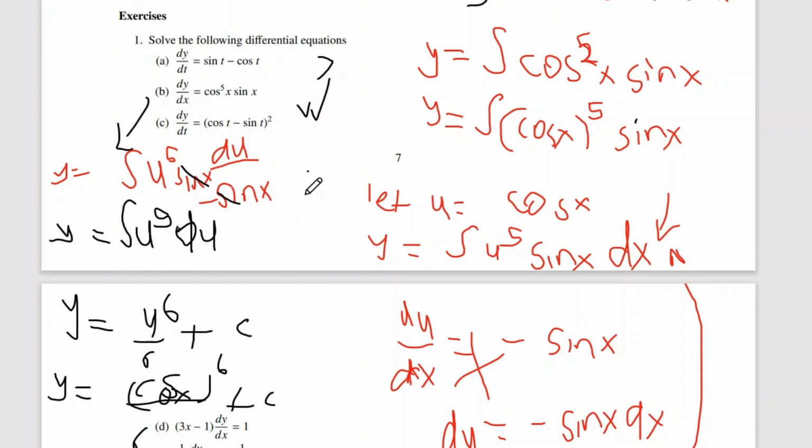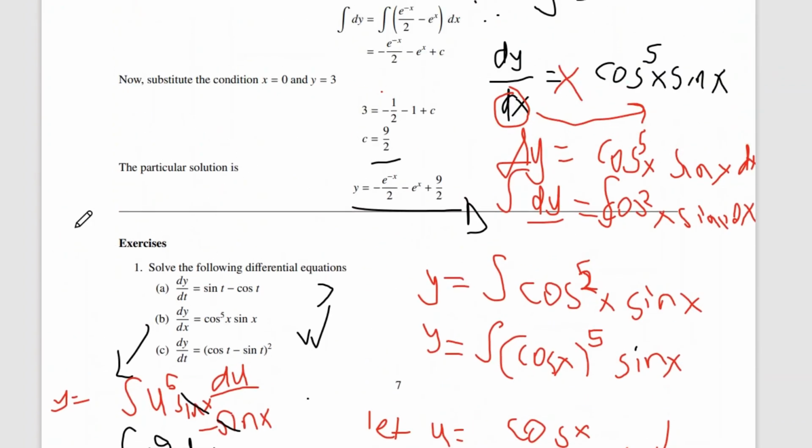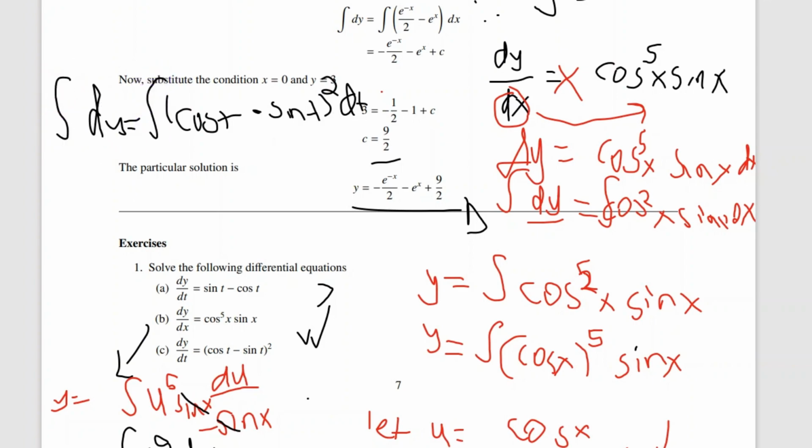Number C, first thing first, we need to at least expand whatever is given at the right hand side. If we don't want to expand, we can just start by rearranging the terms. Rearranging the terms, we can just start by saying dy is equal to cos t minus psi t squared, and then dt, then we now apply direct integration.